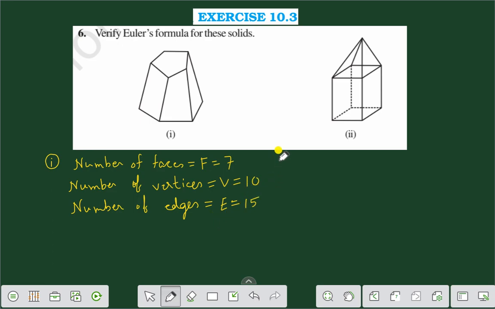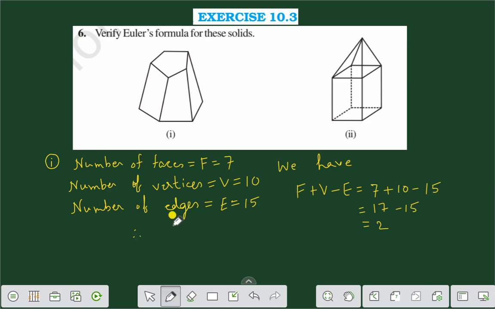Now we have F plus V minus E, that is equal to, F is 7, vertices is 10 and edges is 15, that is 10 plus 7, 17, minus 15, that is equal to 2.